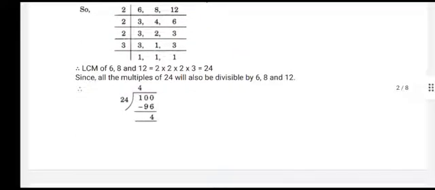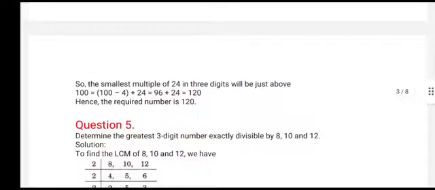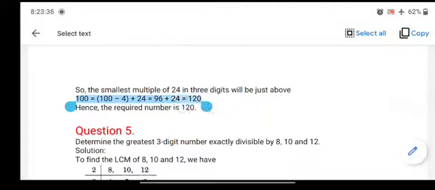24 threes are 72, a 3-digit number. And when you go for 24 fives, you will get 120, because when you multiply by 4, it will be 96. So 96 won't be done. Right? If you want to skip this method, I know this is not understandable by you, so it doesn't matter, you don't do it.